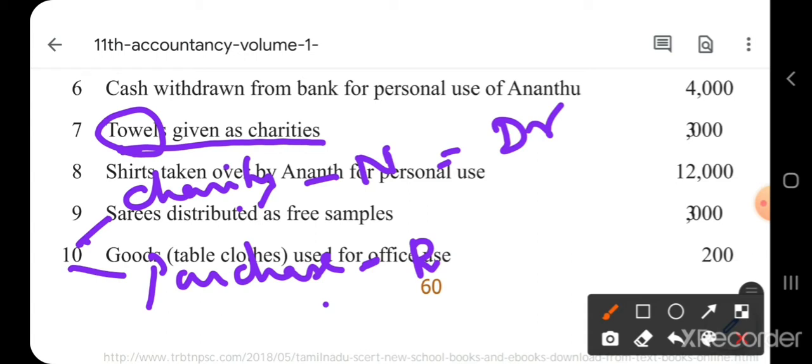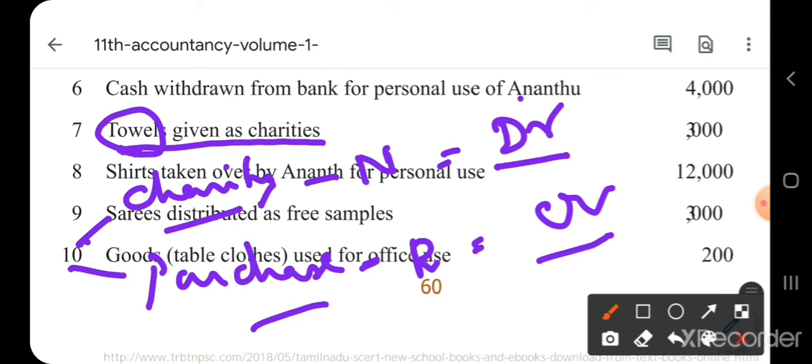So charity account is debit all expenses, and purchase account, debit what comes in, credit what goes out. Goods are going out of the business, so you credit purchase here. So charity account is a debit. Charity account debtor to purchase account. Hope it is clear.